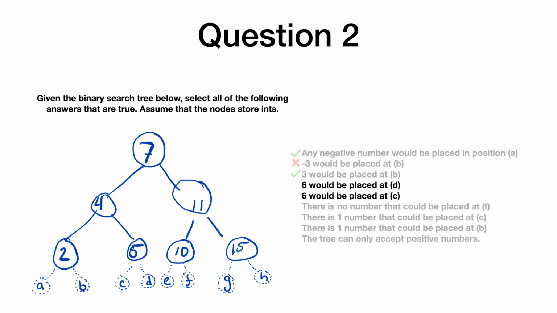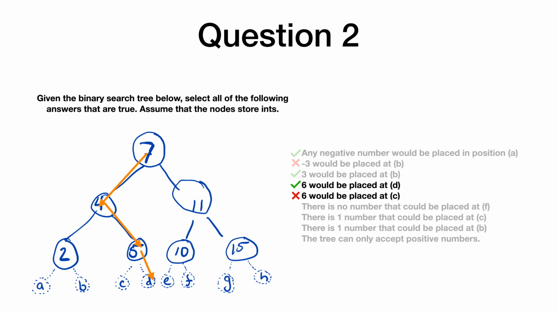And then the next two are related. They're both asking whether 6 is going to be placed at C or is it going to be placed at D? Well, again, let's try and figure that out. So 6 is less than 7. 6 is greater than 4, and it's greater than 5, which means it would be placed at D. So this first one is correct. It's going to be placed at D, which means it can't be placed at C, right? So that one's incorrect.